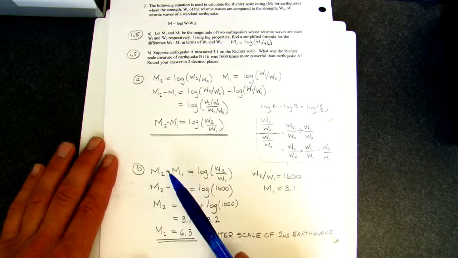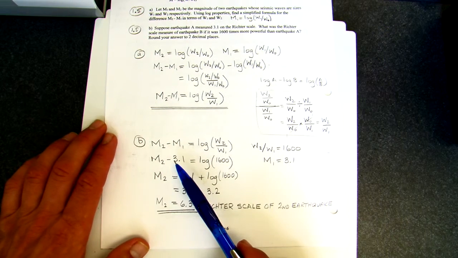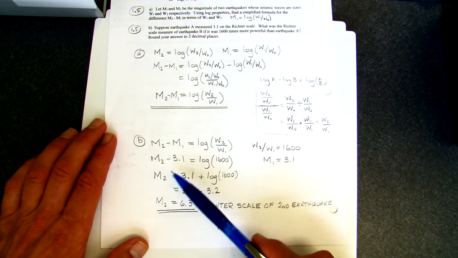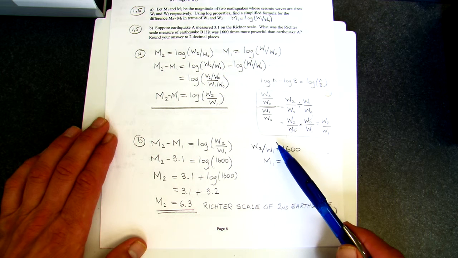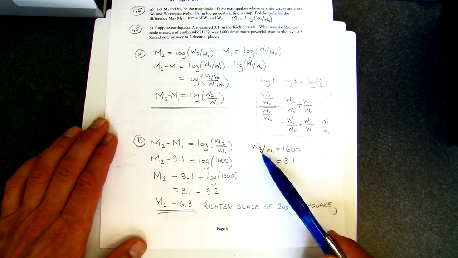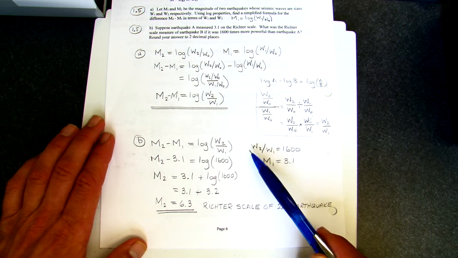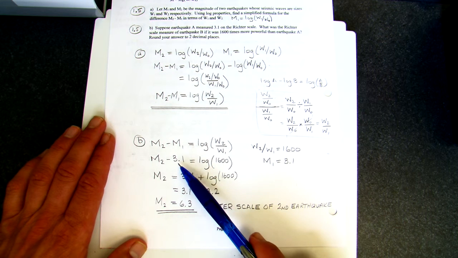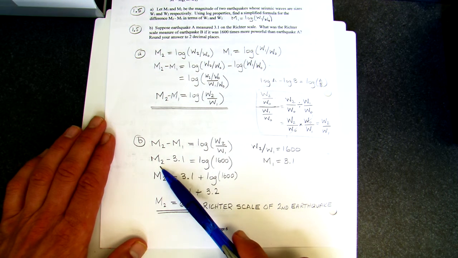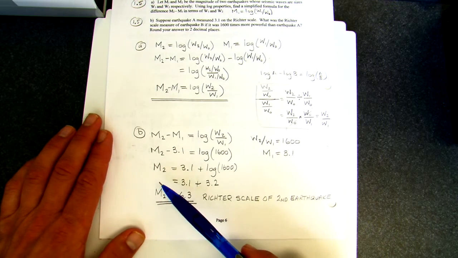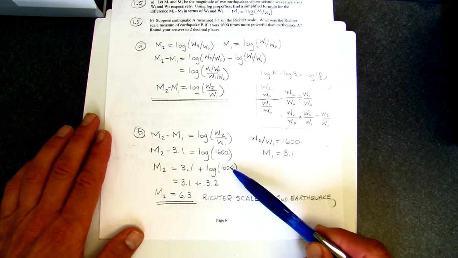And we can use that part in part B to figure out if you have 1,600 times more powerful earthquake, that would be the ratio of W2 to W1. And the first earthquake was 3.1. We can then figure out what the magnitude would be of the second earthquake.